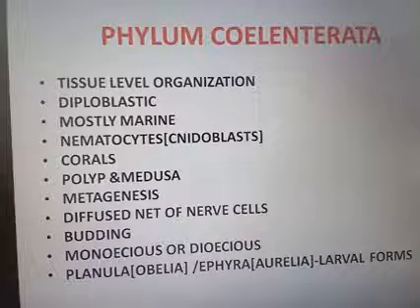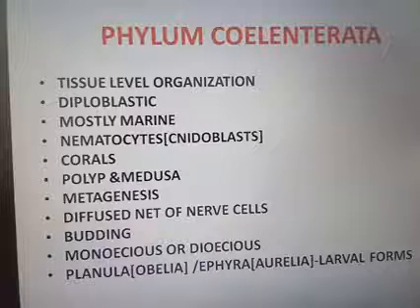And this organism is diploblastic. Diploblastic means ectoderm and endoderm are seen, and in the middle there is a gelatinous mesoglea layer. All organisms are aquatic and mostly they are marine. Some freshwater forms are there, but mostly they are marine.